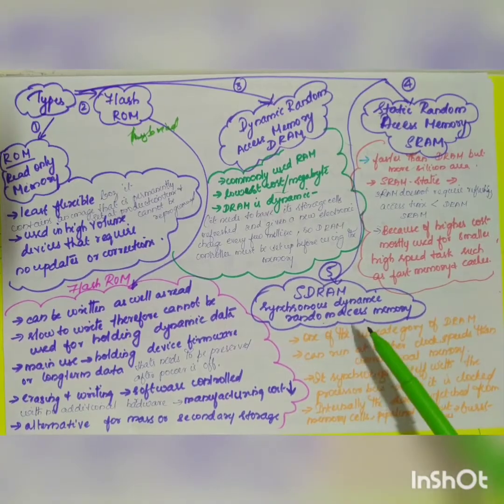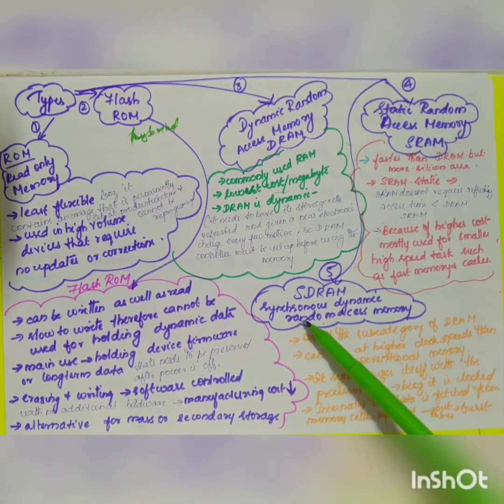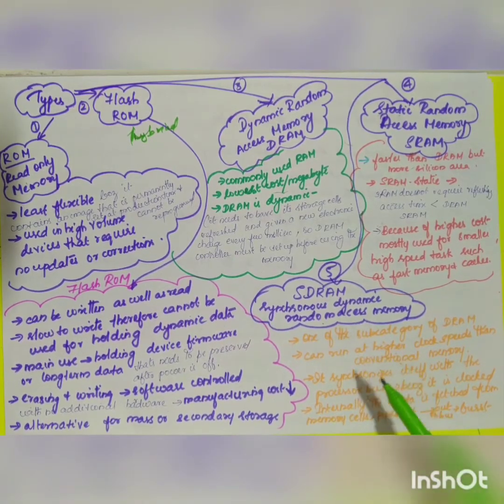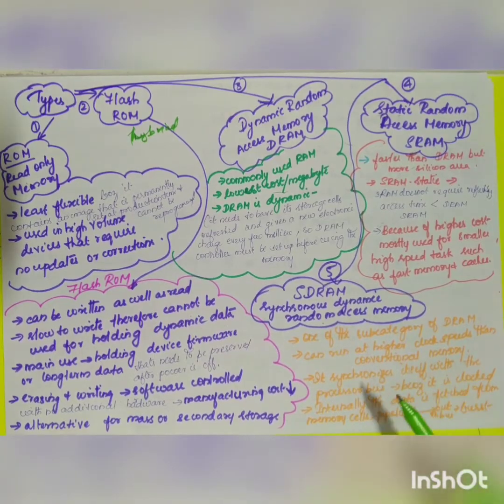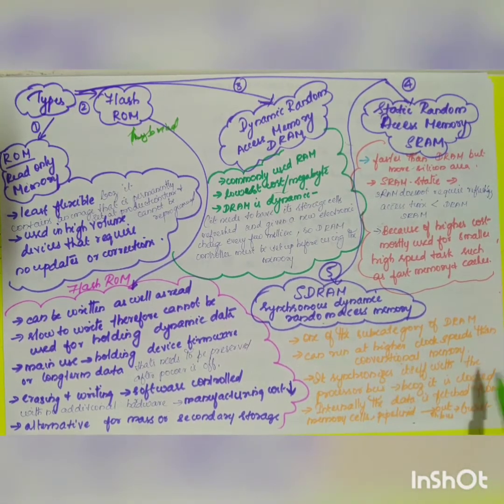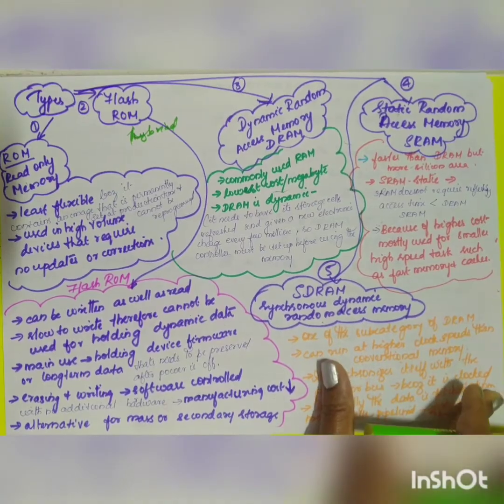Okay, SDRAM. So SDRAM stands for synchronous dynamic random access memory. It is one of the subcategories of your DRAM. It can run at higher clock speeds than conventional memory. It synchronizes itself with the processor bus. Why? Because it is clocked. Internally, the data is fetched from the memory cells, pipelined, and given onto the bus in the form of bursts.